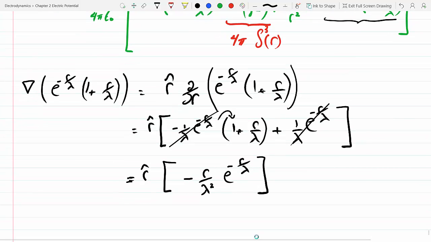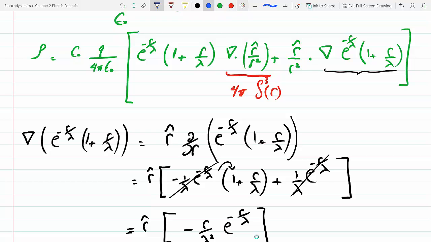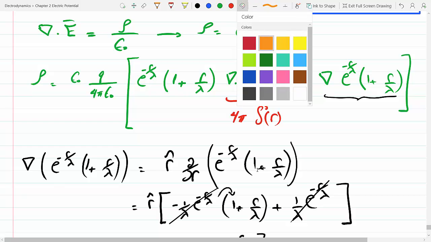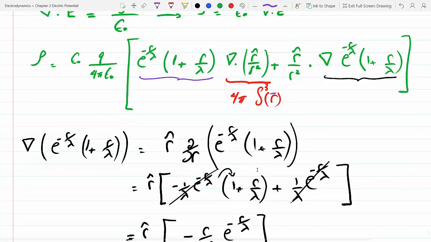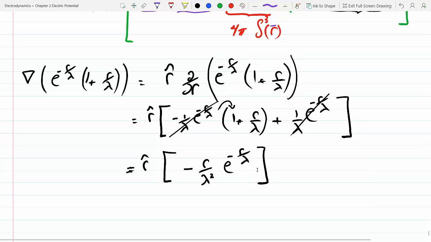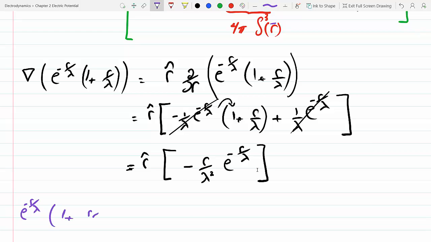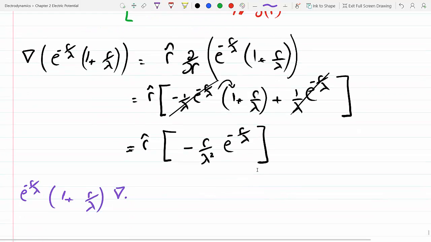Let me take this down here. So now we have this term times 4 pi Dirac at r. What that will be, let me write it on the side: e to the minus r over lambda, 1 plus r over lambda, times 4 pi now, so I'll replace this with 4 pi.